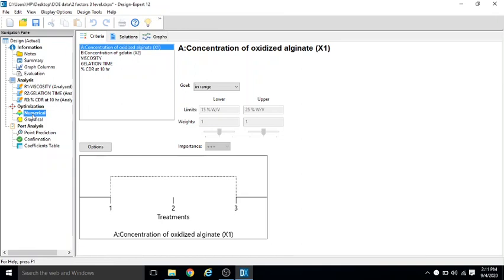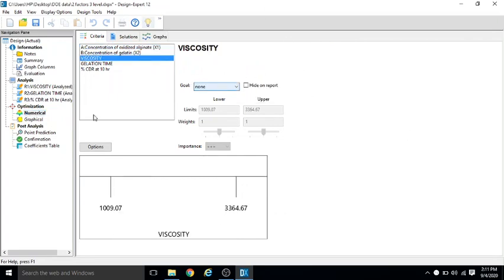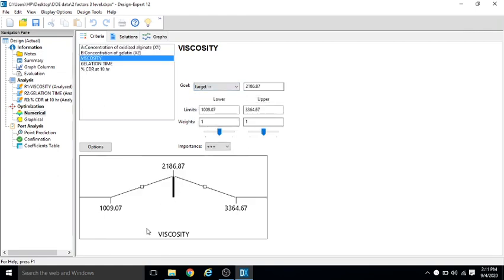Now, suppose you want to prepare a pharmaceutical dosage form with a pinpoint quality or a pinpoint value of any particular response. Viscosity. Right now we are not looking for a range, but suppose I have a target that I want to prepare a gel using oxidized alginate and gelatin with a viscosity of 2000 centipoise.